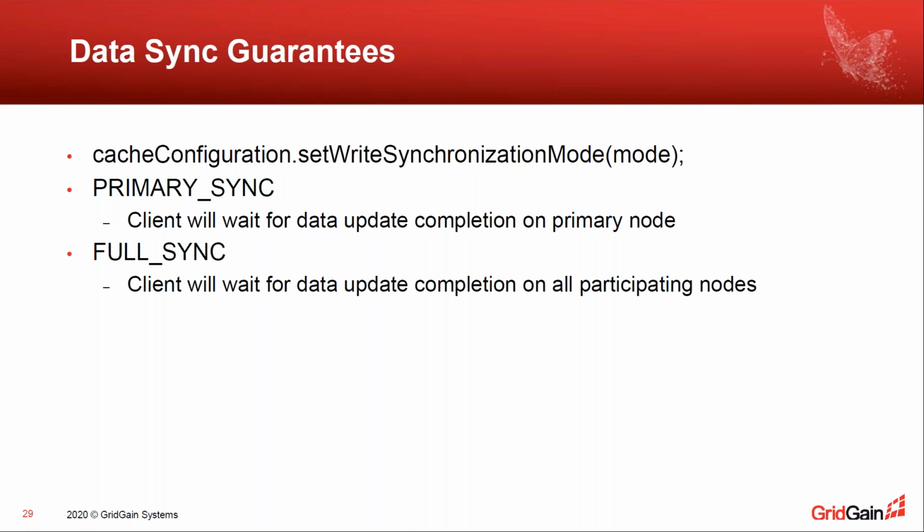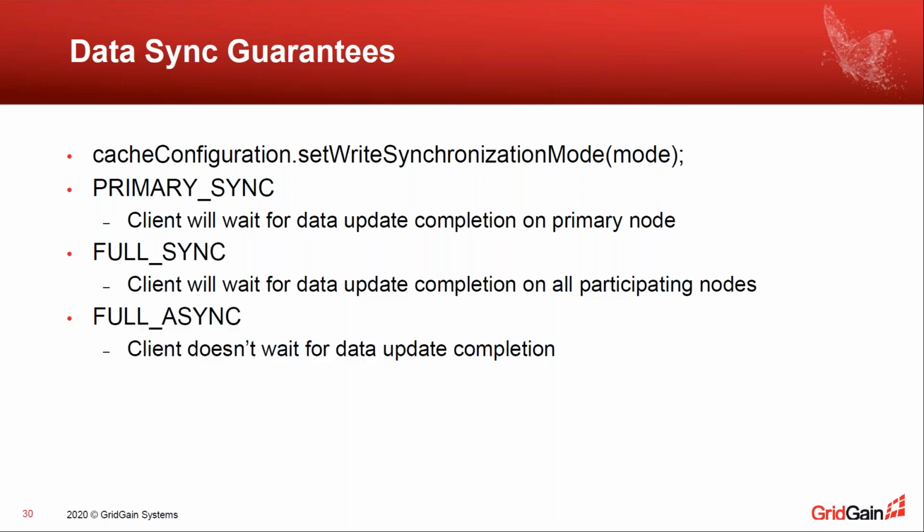A stricter option is using full sync guarantees, when the client will wait for data update completion from all participating nodes, including primaries and backup partitions. It's not a common case, I think, but in some cases you need to demand full sync guarantees from your cache, and a few slides later I will show you an example when this is crucial. And the option with the least number of guarantees is full async. As you can guess, the client doesn't wait for data update completion at all.